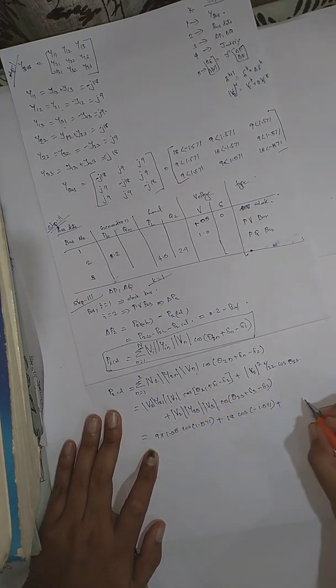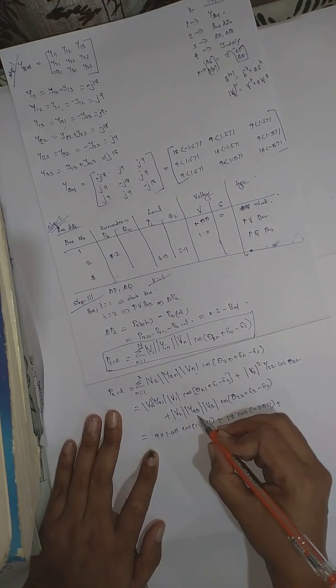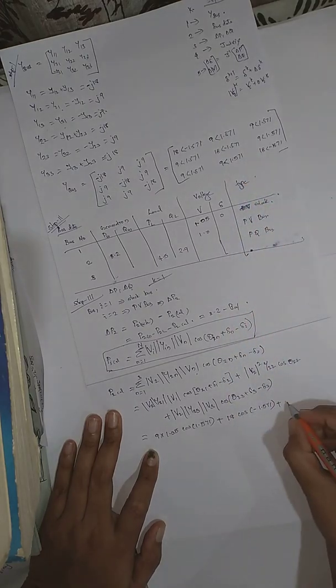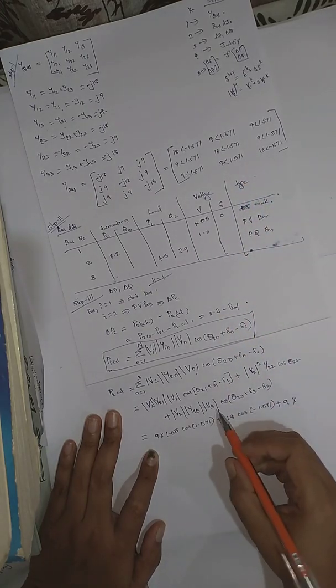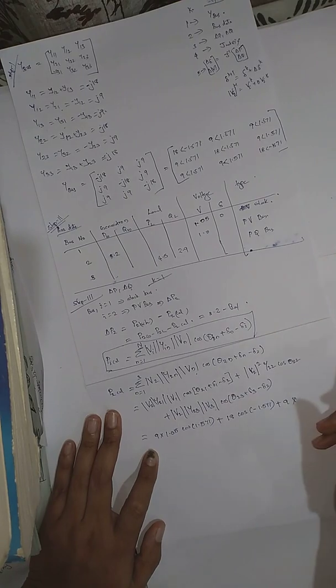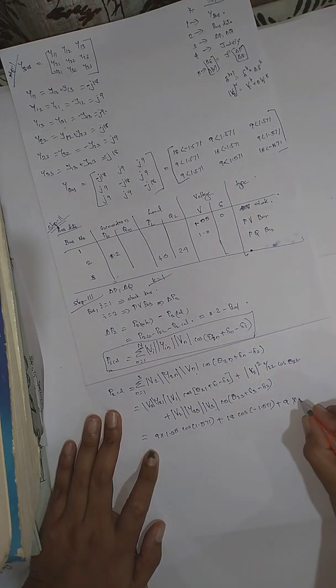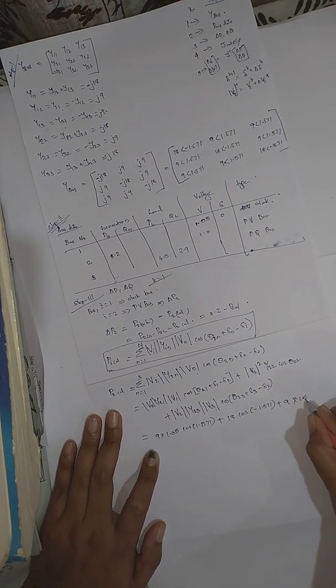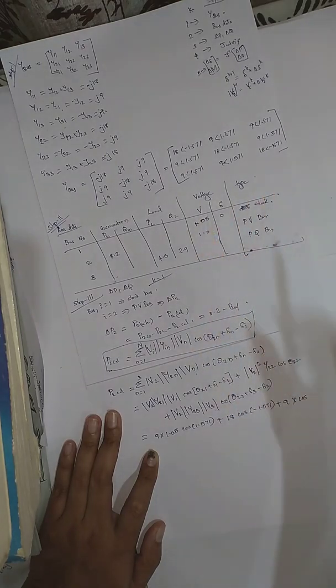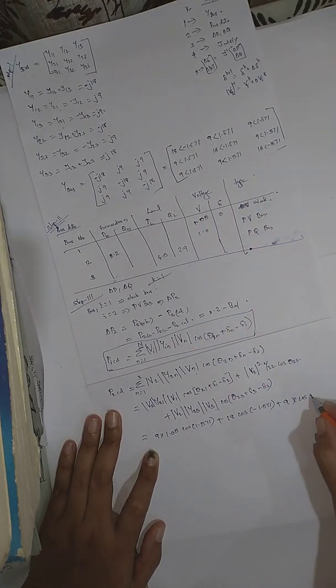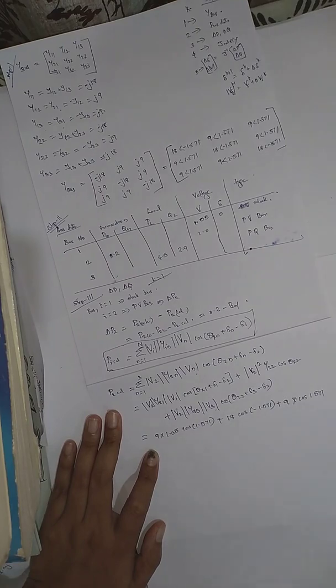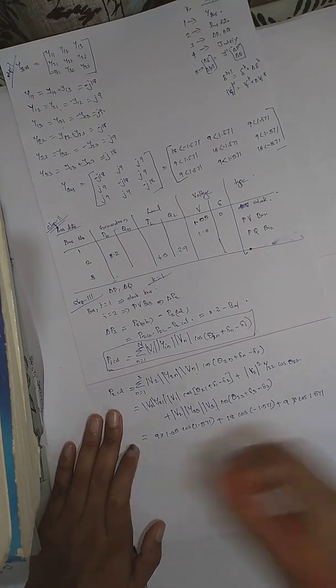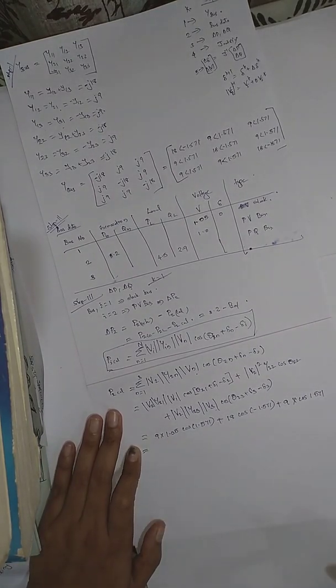Plus V2 is 1 and Y23. Y23 value is again 9, into what is the V3 value? The V3 value is not given, but it is a PQ bus, so I am assuming it as 1 again, into cos of theta 23. Theta 23 is 1.571. The delta values are all equal to 0. So I am going to find it out.